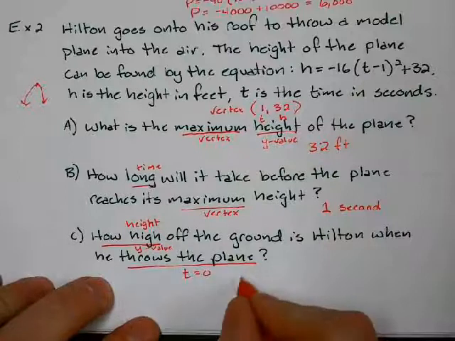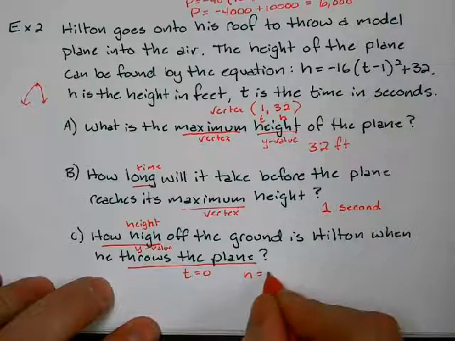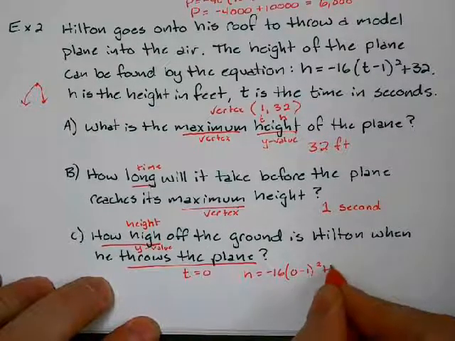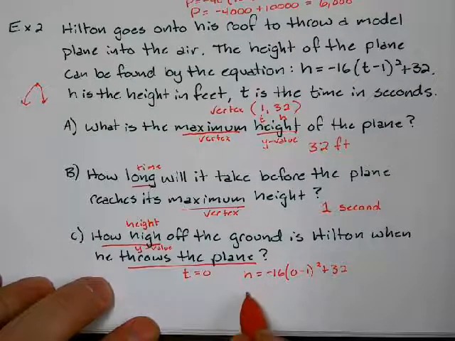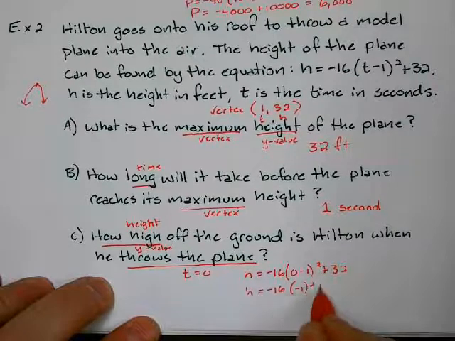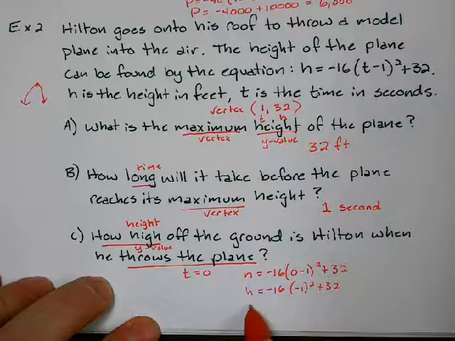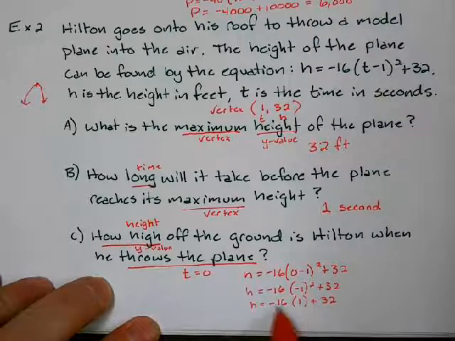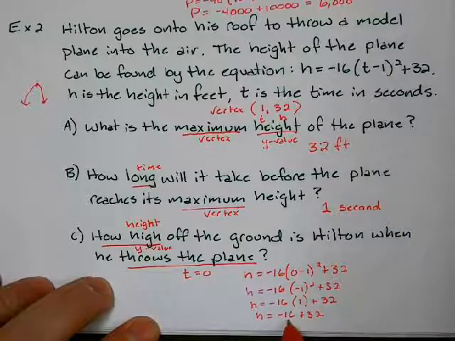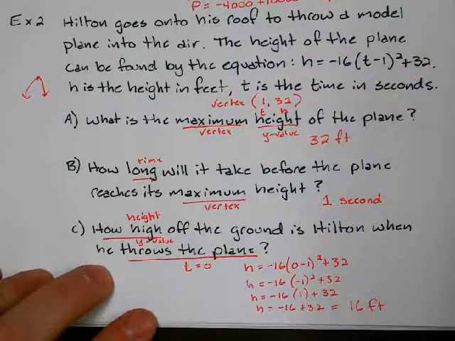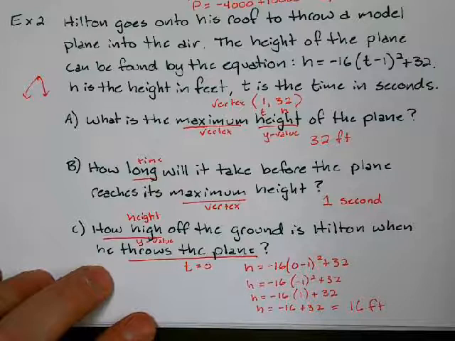So we can say h is equal to negative 16 times (0 minus 1) squared plus 32. Okay, so here we get negative 1. Negative 1 squared is positive 1. Negative 16 times positive 1 is, you guessed it, negative 16. And then negative 16 plus 32 is positive 16. So he's 16 feet off the ground when he throws it off his house. There you go.